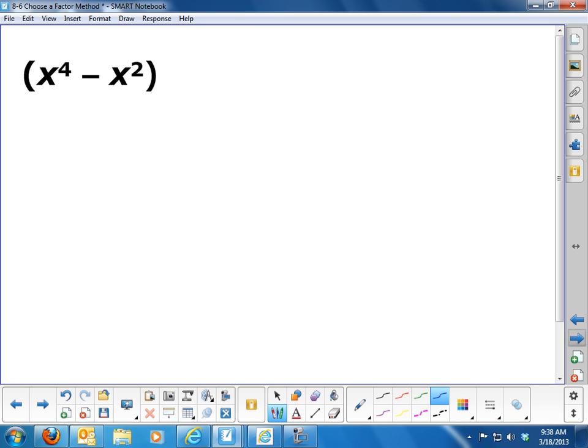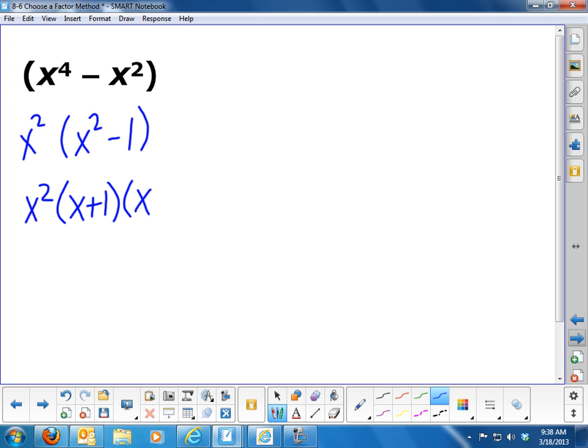So I'm going to factor out my greatest common factor of x squared, and that's going to leave me with x squared minus 1, which I noticed is a difference of squares. So this is x squared times x plus 1 times x minus 1, and that is as low as it goes. So that is my answer, which I eventually would have gotten to regardless.